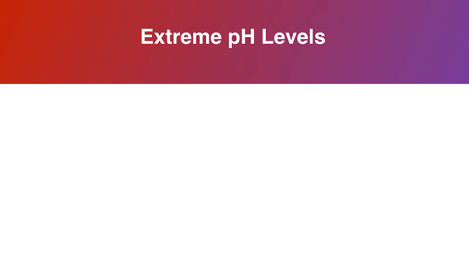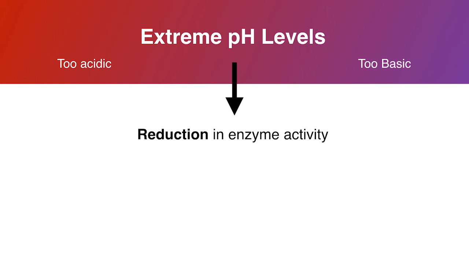This can be summarized using a simple flowchart. Extreme pH levels, or something that is too acidic or basic, will cause a reduction in enzyme activity. Less activity means less efficiency, and the cell therefore suffers and can stop functioning properly as a result.